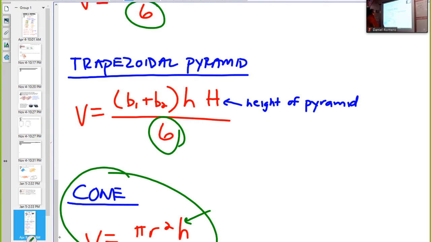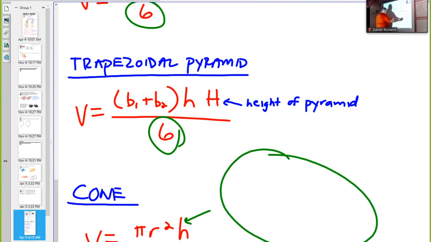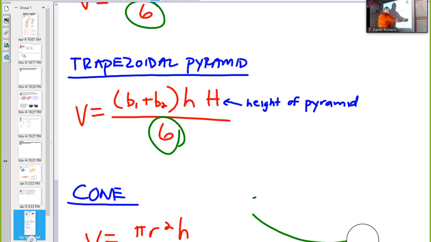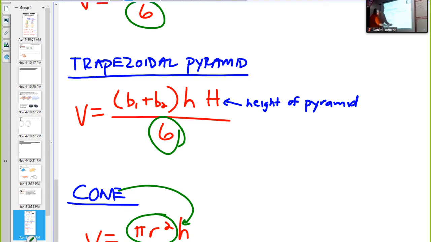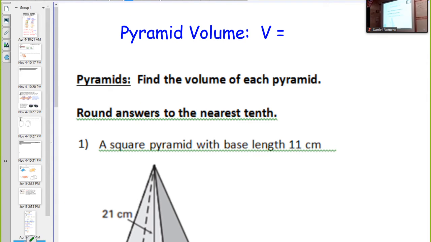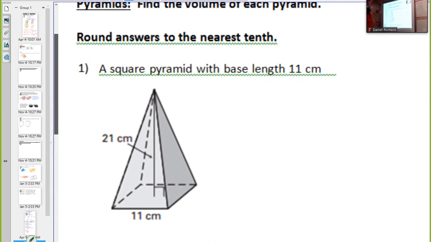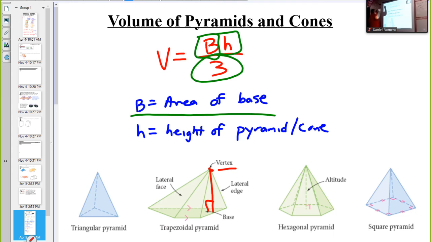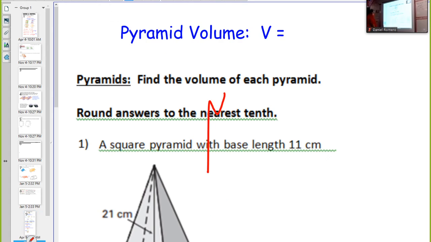And then the cone, our favorite. Irma, where does pi r squared come from? Yeah, the area of a circle. Since we know that a cone has a base that's a circle, it's pi r squared times the height of the cone and then divided by 3. Cone and square pyramids are going to be the most common. So all I wanted to do was the first 2 examples from here. Square pyramid, very common. Let's find the volume. What was the first thing I needed to know for the volume of a square pyramid? What's the first thing I needed to put into the formula?